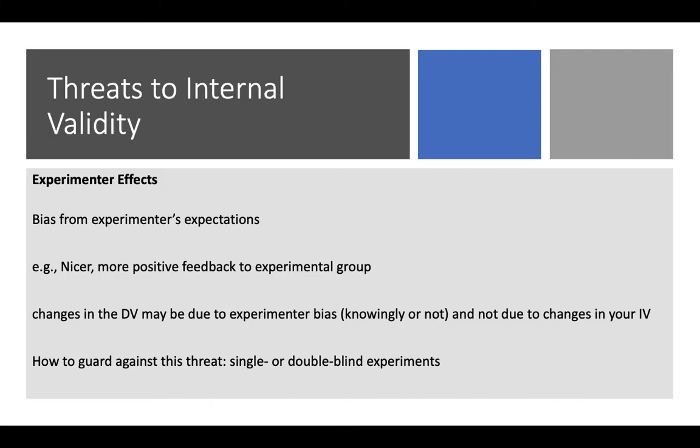Now lastly, we have experimenter effects. So this is when an experimenter's expectations bias their judgment or actions. So perhaps the experimenter is nicer or gives more feedback to the experimental group than the control group. This could mean that changes in our dependent variable are a result of how the experimenters are treating their participants, not our independent variable. The best way to guard against this is by using single and double-blind experiments.